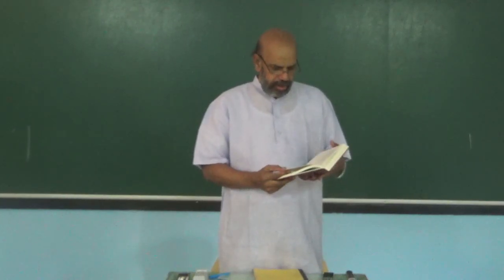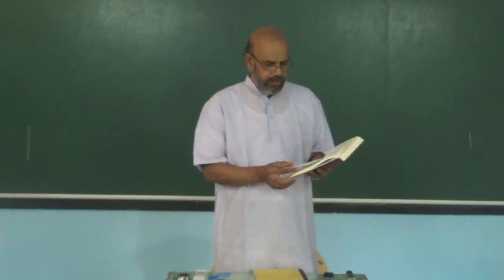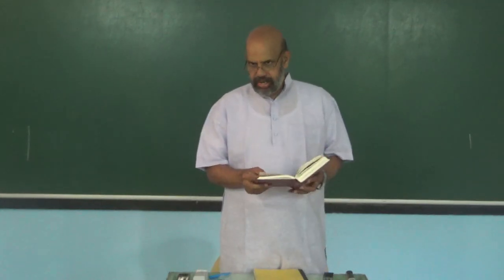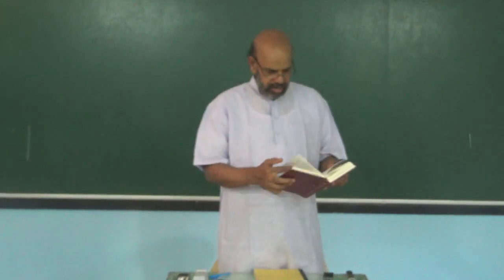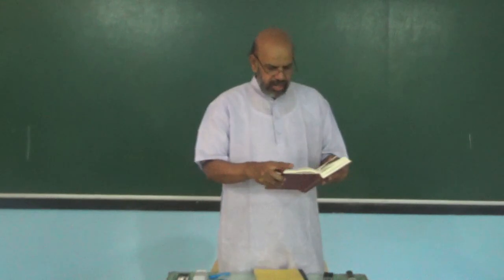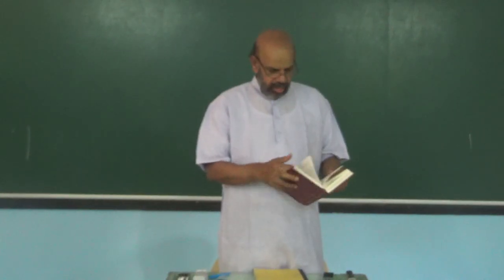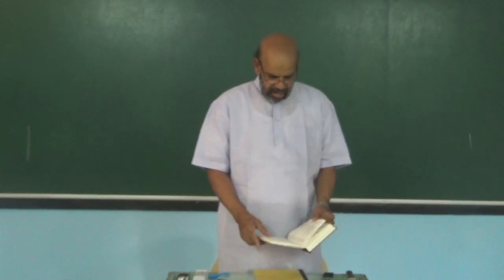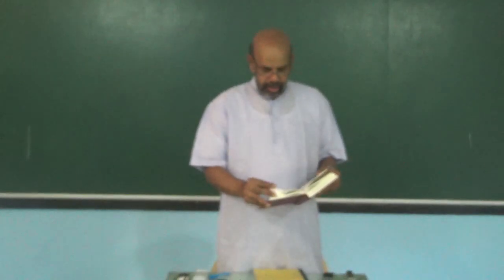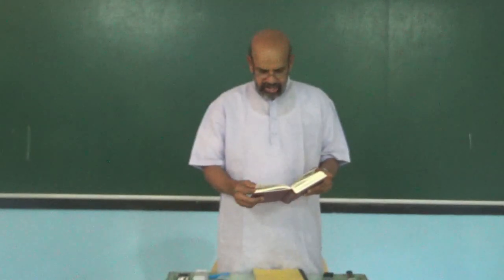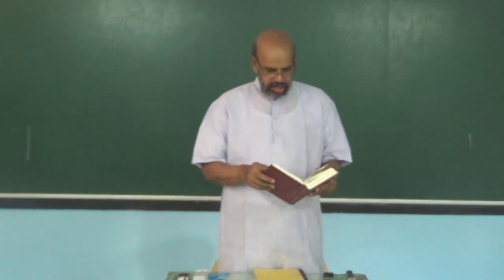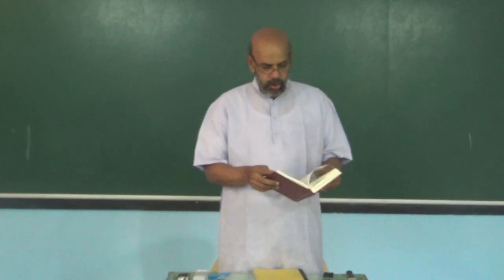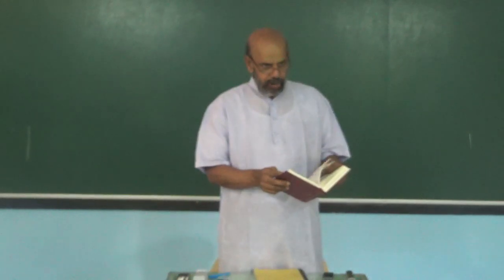Table of canons. As you see, book 1 is general norms. Book 2 is called the people of God. Book 3, teaching office of the church. Book 4, the sanctifying office of the church. Book 5, the temporal goods of the church. Book 6, sanctions in the church. And the last, book 7, processes. So altogether the code is divided into 7 books.